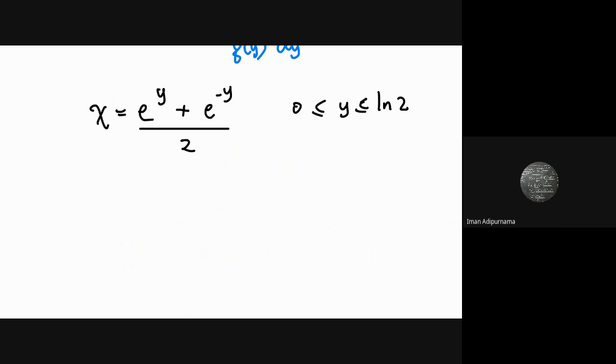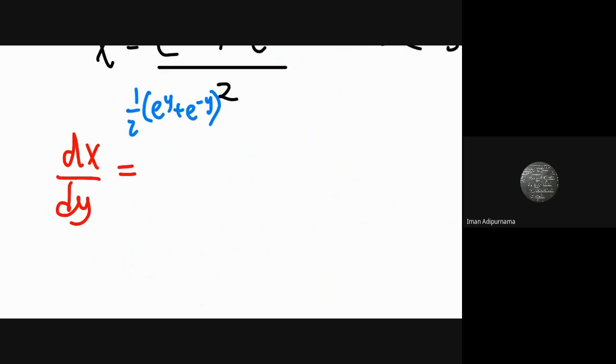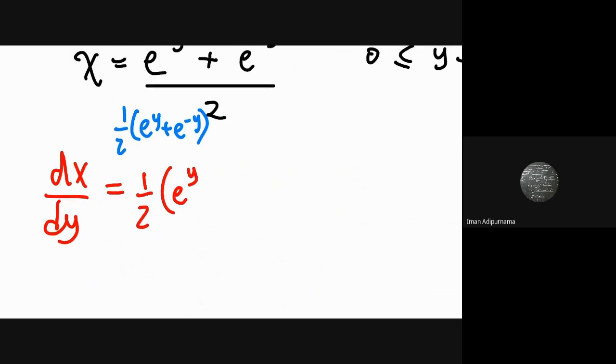Because we are going to integrate with respect to y, we need to find dx over dy. Now here we can write this in terms of this. So we derive with respect to y. So half e with power of y stays, and the derivative of e with power of negative y becomes negative. Just that.